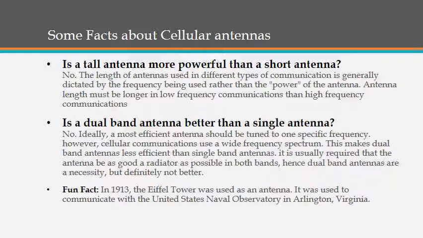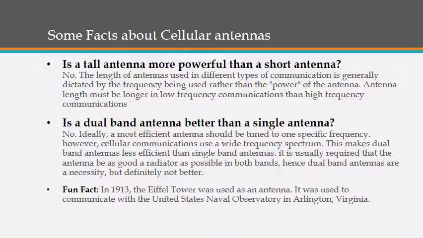Second fact, is a dual band antenna better than a single band antenna? No. Ideally, the most efficient antenna should be tuned to one specific frequency. However, cellular communications use a wide frequency spectrum. This makes dual band antennas less efficient than single band antennas. However, dual band cellular antennas are still reasonably efficient. It is usually required that the antenna be as good a radiator as possible in both bands. Hence, dual band antennas are a necessity, but definitely not better.